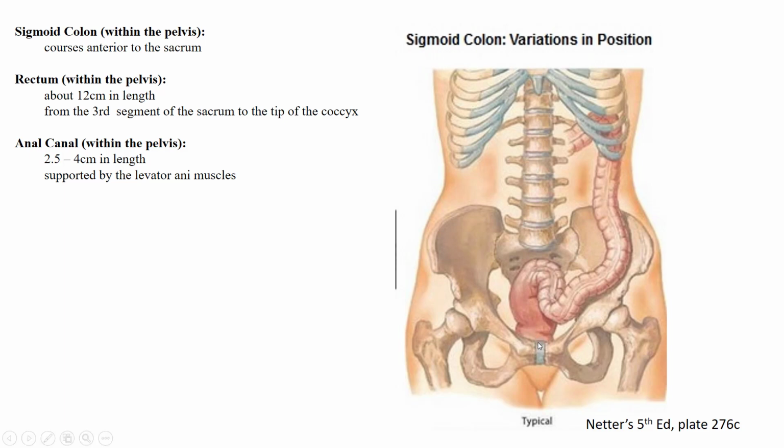And then the anal canal is at the very end of the whole alimentary canal. It is 2.5 to 4 centimeters in length and is supported by the levator ani muscles, which we will see when we study the muscles of the abdomen and pelvis.